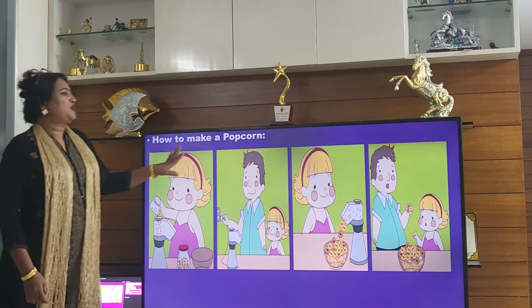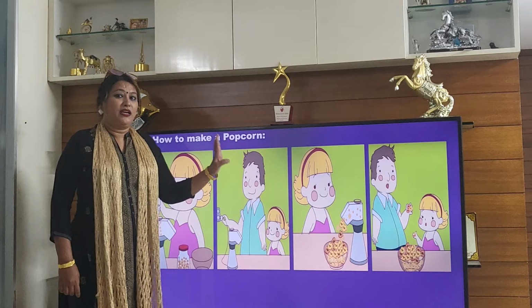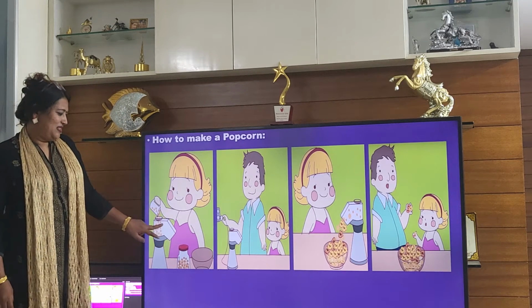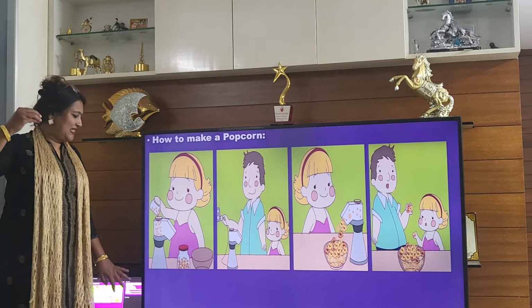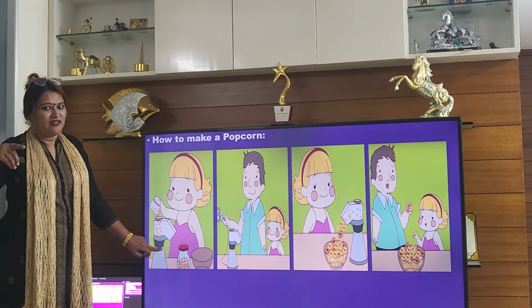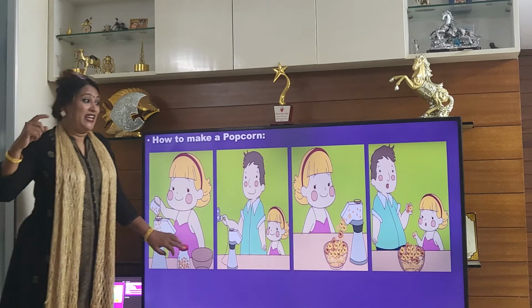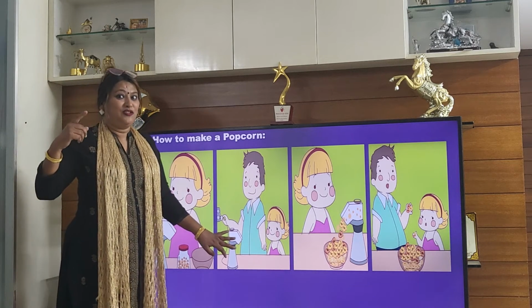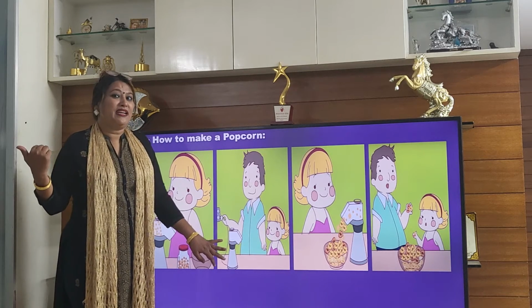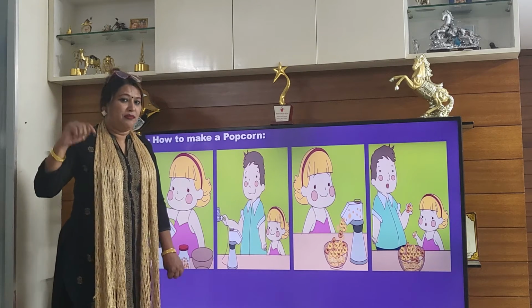Next, to make popcorn. Again, you need to follow a proper procedure. First thing, you need to put the seeds into the popcorn machine. If you are doing it, I advise you to take advice. Take someone to supervise what you do. Got it? So you need to have somebody elderly who can actually operate the machine.